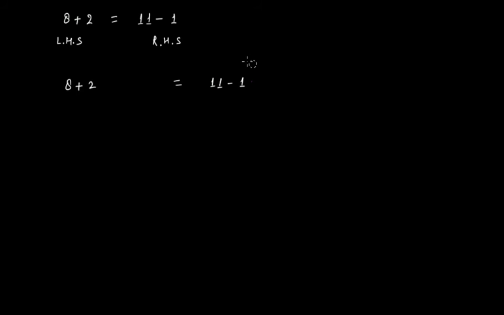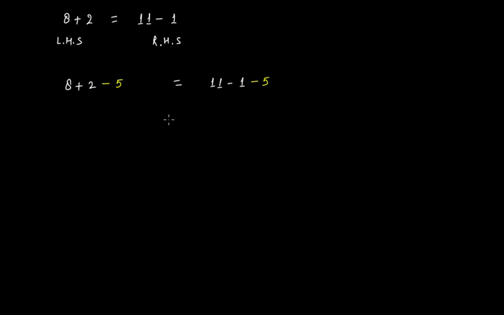If you are subtracting from this side, let's say minus 5, then in order to maintain the equality, you'll have to subtract 5 from this side as well. 8 plus 2 is 10, 10 minus 5 is 5, 11 minus 1 is 10, 10 minus 5 is 5.